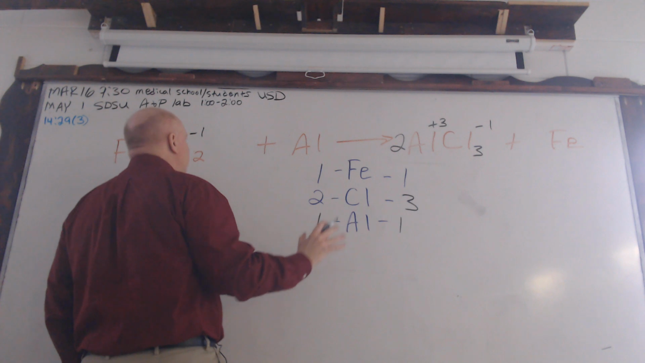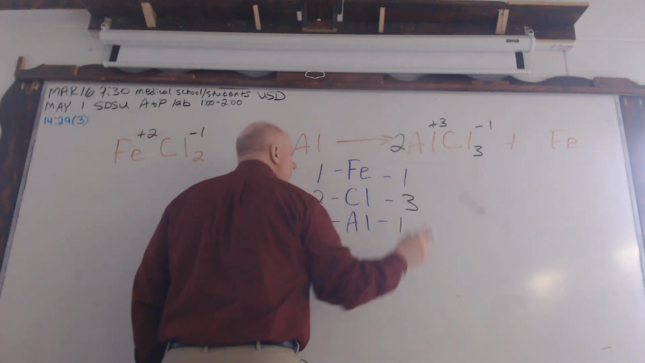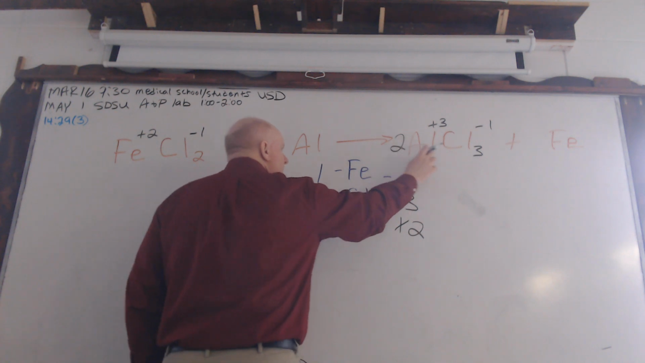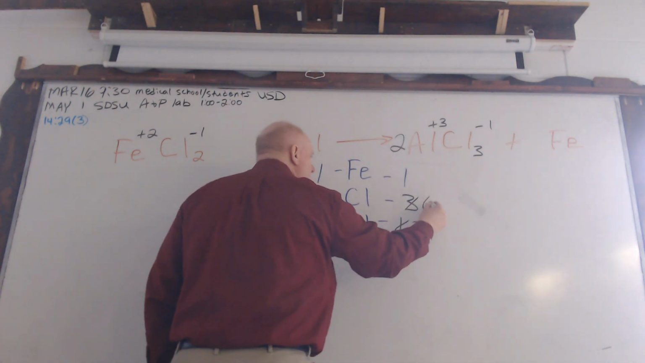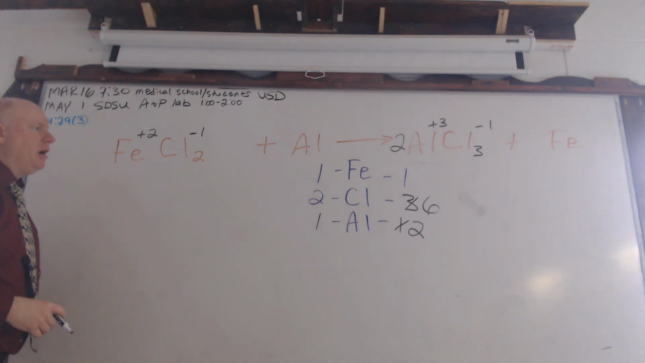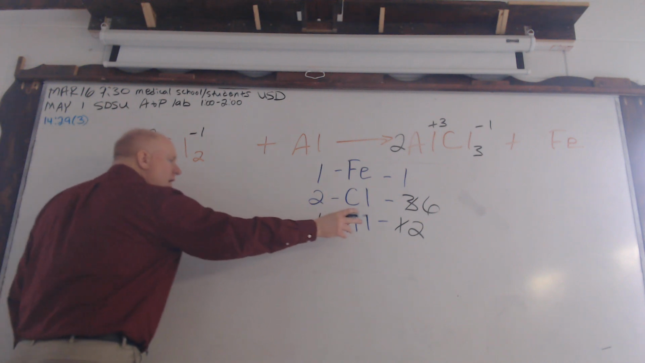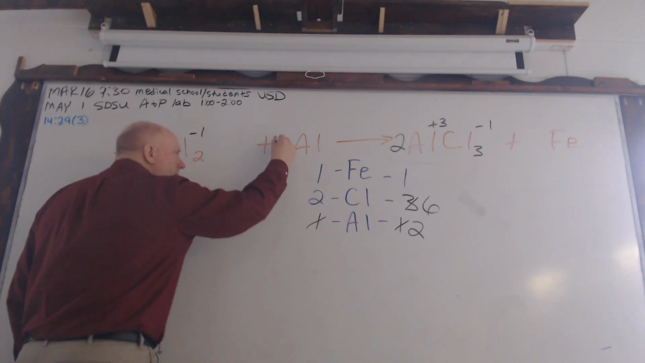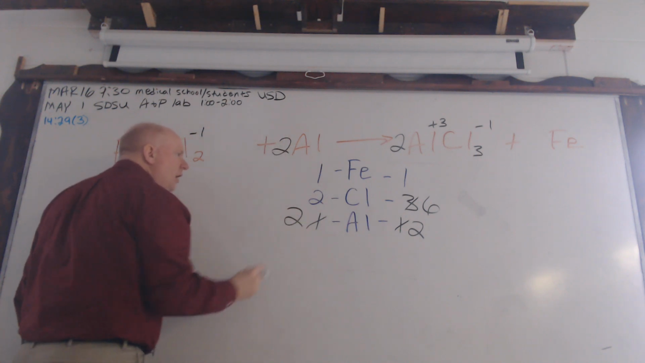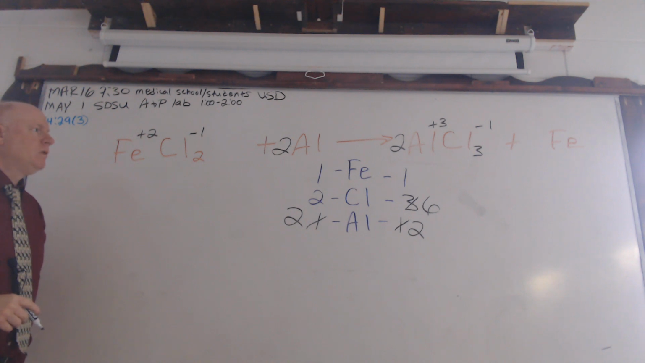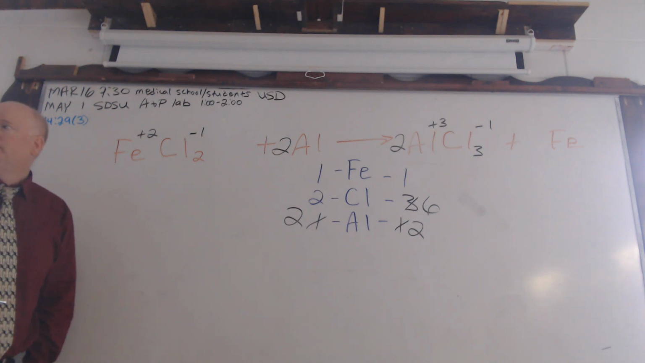What is 2 times 1? 2. What is 2 times 3? Okay? So then what has to happen on our left side now? We've got 2 aluminums on the right and only 1 on the left, so what do we need? 2 in front of them. Okay, put a 2 there. And now our chlorides still are not balanced. We've got 6 and 2. 3 in front of our iron.